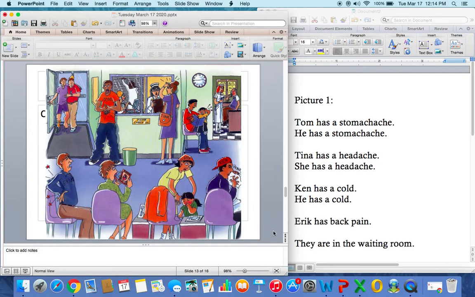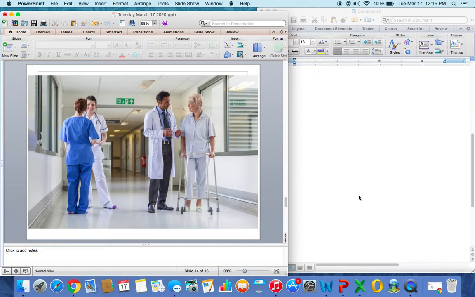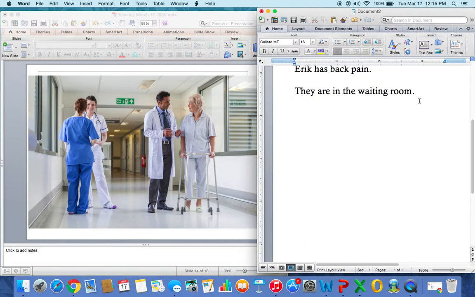Let's look at another picture. Here, there's no names, but you know about these jobs. We talked about what they are. Can you remember what they're called? Nurses. She is a nurse. I'm assuming they're both nurses. He is a doctor. She is a patient.